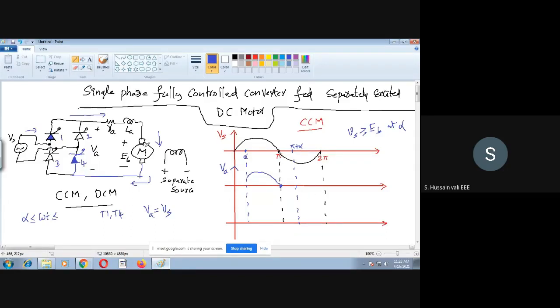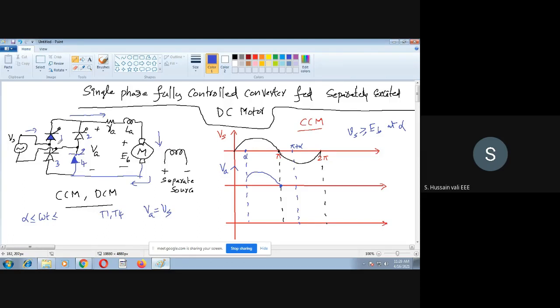But as you don't have the freewheeling diode in this particular circuit diagram, the inductor has no other way other than thyristors 1 and 4. So thyristors 1 and 4 will conduct even after pi.